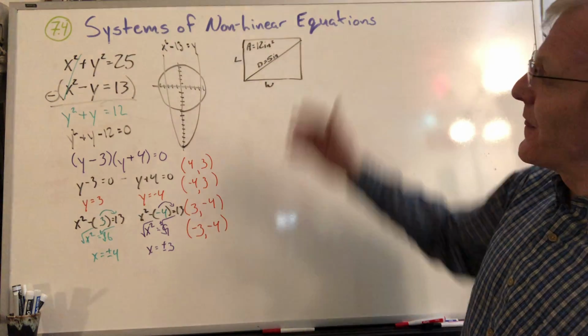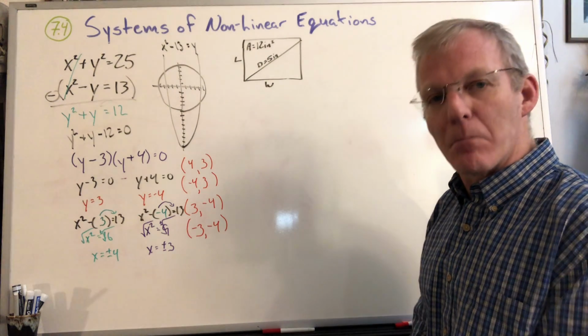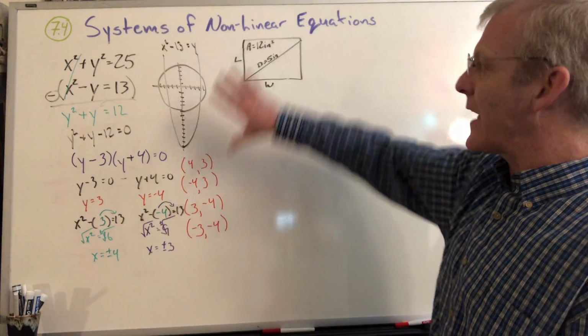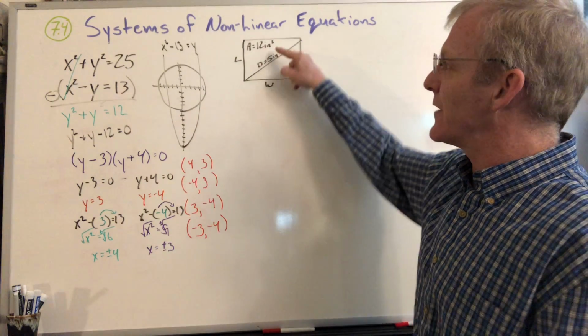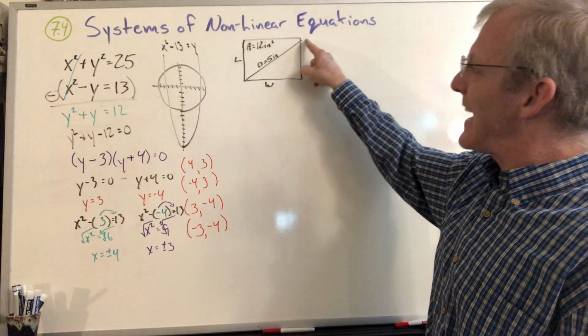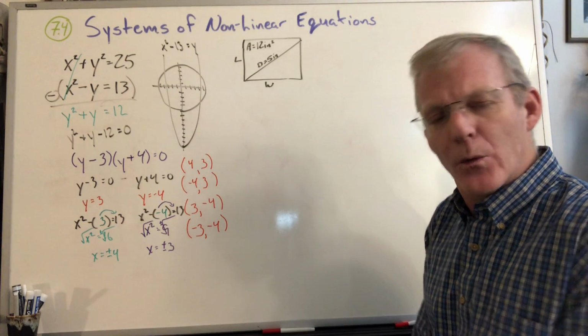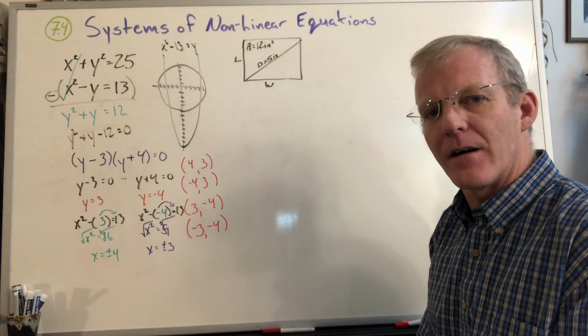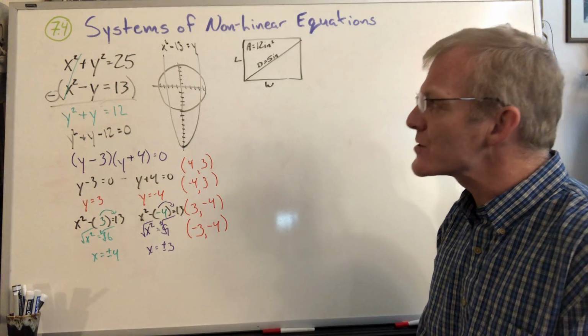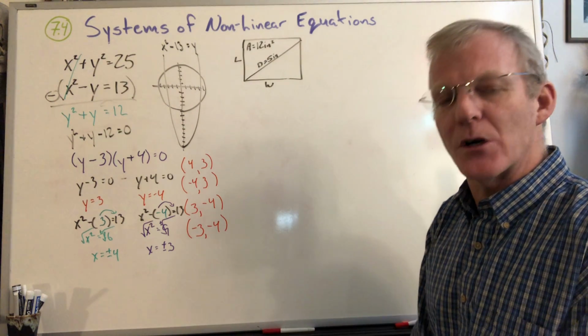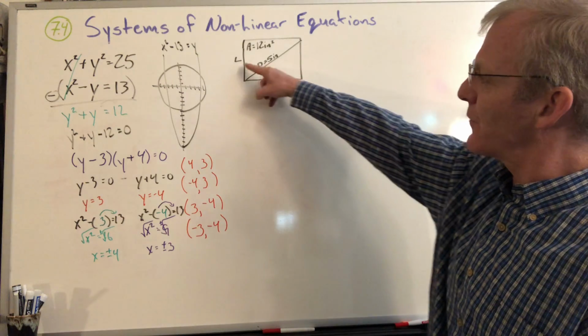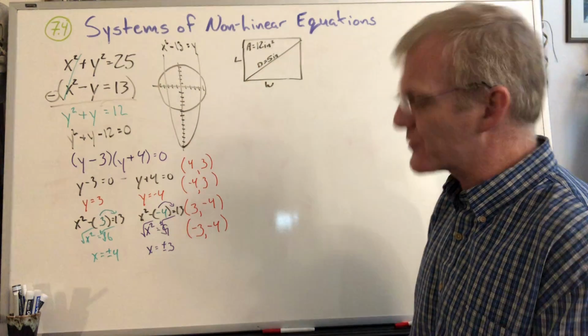Okay? Now, in this problem, we've got a computer monitor, and we're told that the area of the monitor is 12 inches squared, and that the diagonal is 5 inches. It's a 5-inch monitor, okay? We want to know what are the length and the width of that monitor. So we have to come up with 2 equations with 2 variables. So we're looking for length and width. Those are our 2 variables, right?